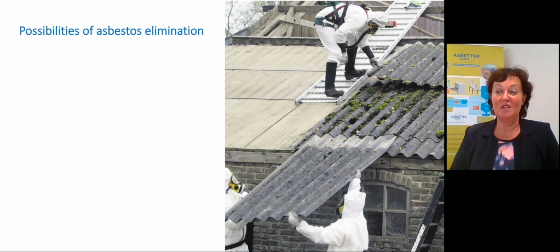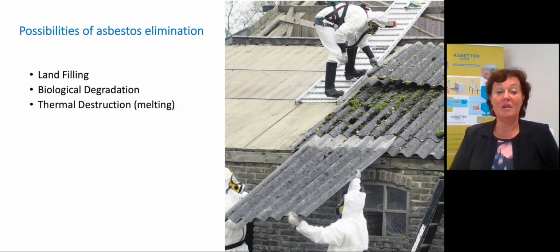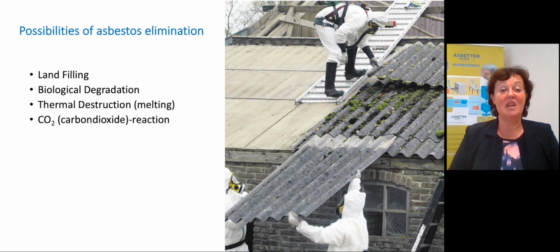In the current situation, in fact, there's only one real possibility of asbestos elimination, and that's the landfilling. There are projects for biological degradation, especially interesting for contaminated soils. There are initiatives for thermal destruction, and there is a technical possibility for a CO2 reaction, but we found the best solution in the acid reaction by using waste acids from industry.